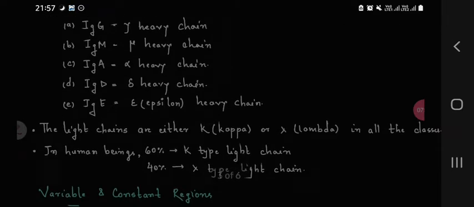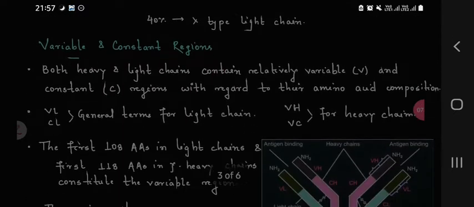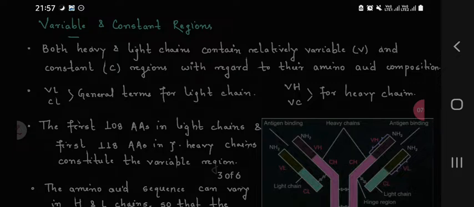The light chains are either kappa or lambda in all the classes. In human beings, 60% are kappa type light chain and 40% lambda type light chain. Variable and constant regions. Both heavy and light chains contain relatively variable V and constant C regions with regard to their amino acid composition. VL and CL are general terms for light chains, VH and CH for heavy chains: variable light chain, constant light chain, variable heavy chain, constant heavy chain.